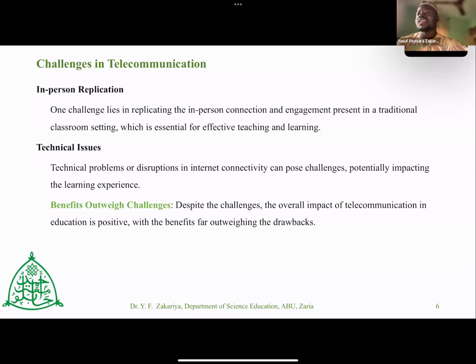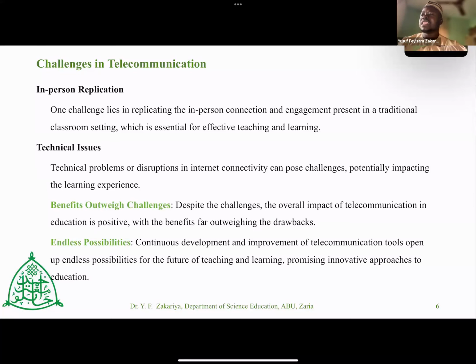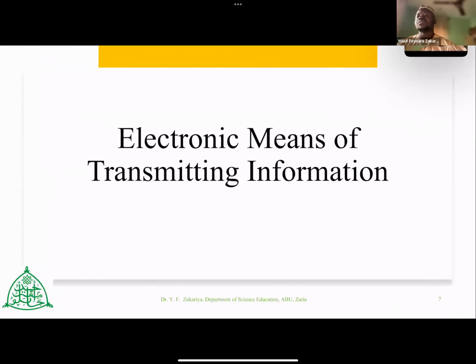Nothing comes easy in this life. For everything that has an advantage must have what? A disadvantage. And in between, the benefit of telecommunication and education actually outweighs, as in it has more weight than, what the challenge is. So we need to keep ourselves cool. There are endless possibilities for us as teachers. So we must not be discouraged with the challenges we face. Rather, we look at the prospect of this telecommunication and education.